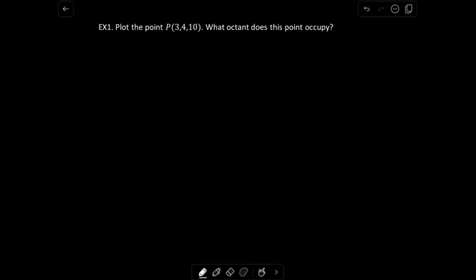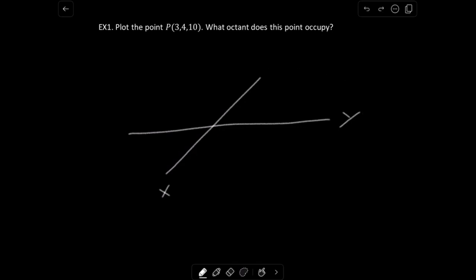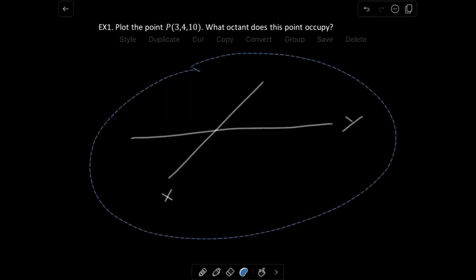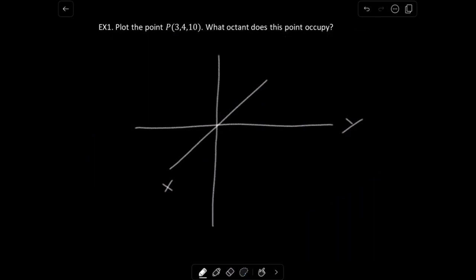All right, let's do this example. Let's plot it first. So here's your x-axis. Here is your y-axis. And remember I said typically we draw the x and y-axis horizontally. Together the x and y make the xy plane. In fact, this is a bit crooked, so let's just rotate it. There we go. Then we have the z-axis here. So this is positive x, positive y, positive z. And the point is 3, 4, and 10.